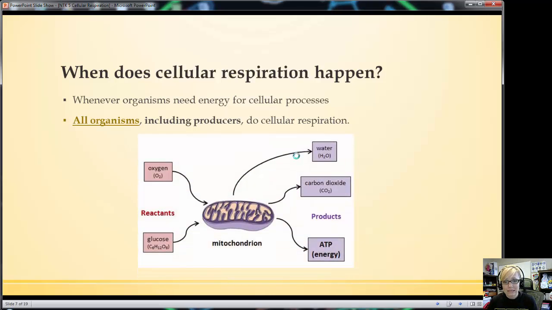A good way to remember this: here's our mitochondria. So here's our reactants and our products again. You might want to take a little screenshot. This might be a good one to include in your notes.